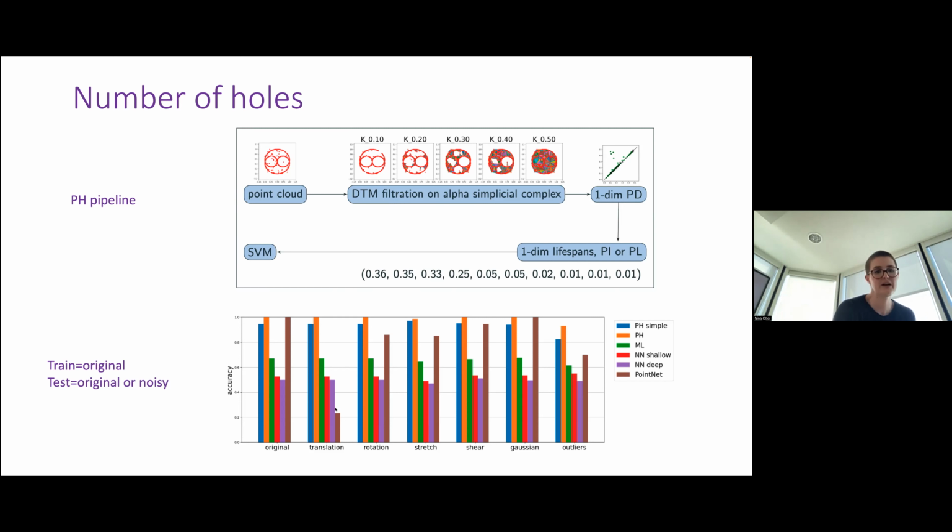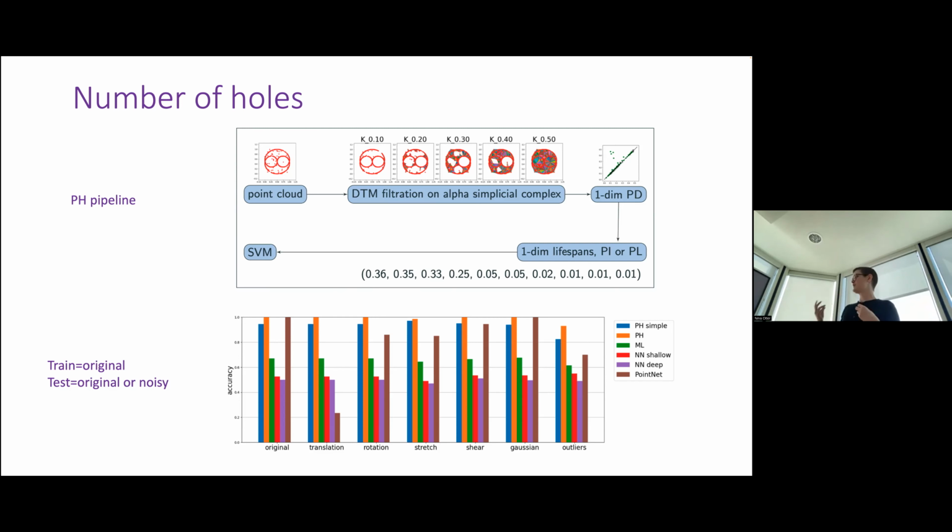We did a combination of training just on the original data and testing on the original data, or training on the original data and then testing also on noisy data.